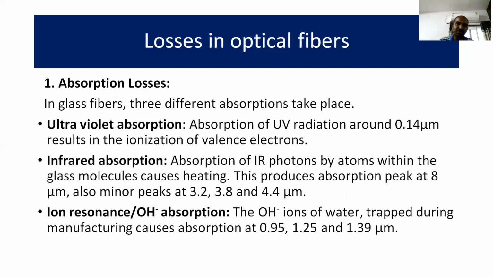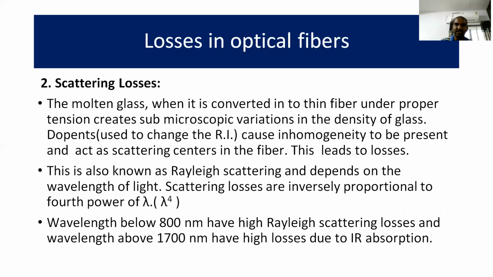The second kind of absorption is infrared absorption. Absorption of infrared photons by atoms within the glass molecules causes heating. As a result, it produces an absorption peak at 8 micrometers, and also minor peaks at 3.2, 3.8 and 4.4 micrometers. The third type of absorption is due to ion resonance or OH absorption. The OH ions of water trapped during manufacturing cause absorption at 0.95, 1.25 and 1.39 micrometers. As a result of these three, absorption losses mainly arise.